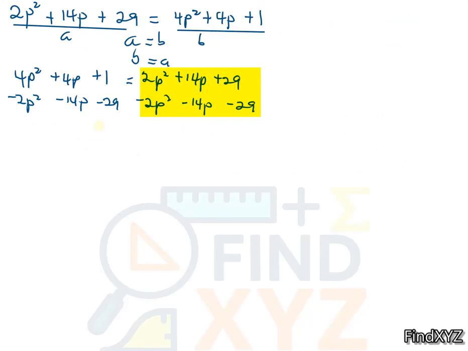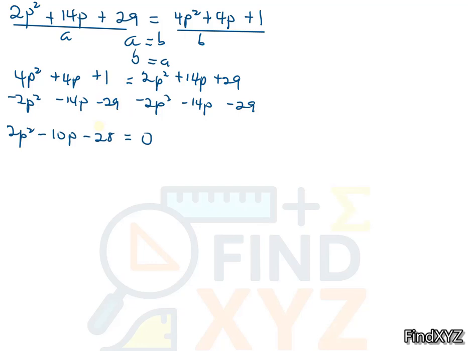So it means that the inverse of 2P squared is negative 2P squared. The inverse of 14P is negative 14P. The inverse of 29 is negative 29. It means that the terms on this side, everything will give us 0. So we write out 0. Then 4P squared minus 2P squared will give us 2P squared. Then plus 4P minus 14P will give us negative 10P. Then finally 1 minus 29 will give us negative 28.